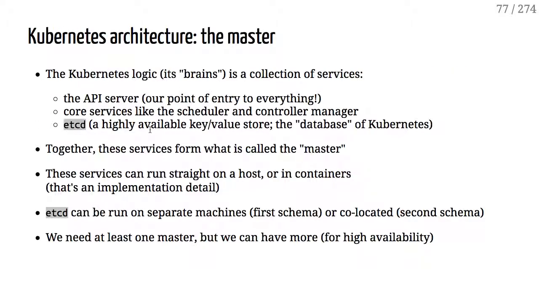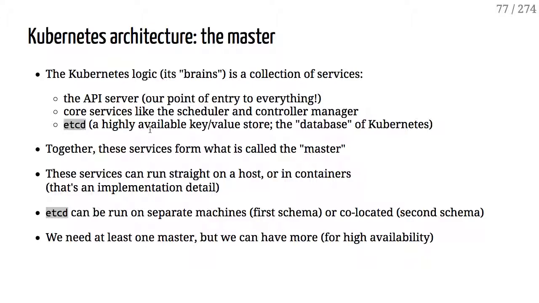Credits for the diagrams. So in the master, we have the API server, that's the thing that we will talk to for everything. Then there are a few central services like the scheduler and controller manager. Those are the things that run a loop that checks that everything is fine. Oops, we lost some containers, we need to restart them somewhere else, etc.